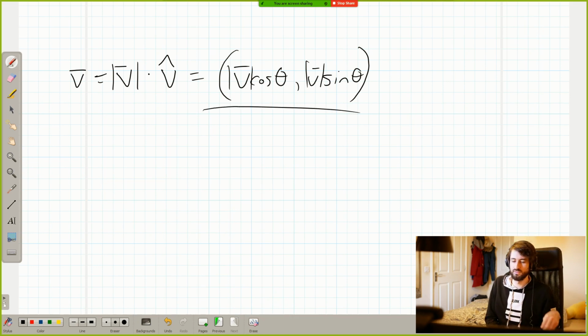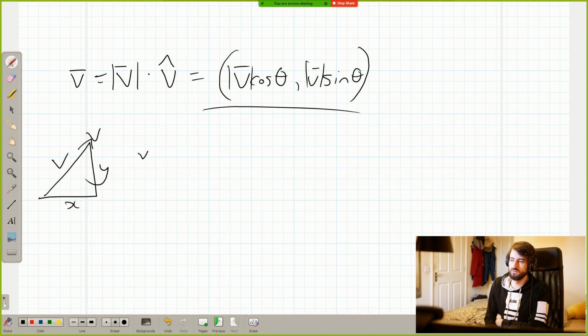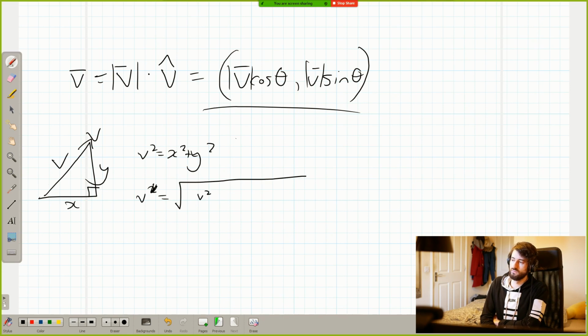You've got this little formula, and you can prove it's true because, say you've got your vector v. It's got an x component and a y component. You know that v squared is x squared plus y squared, because of Pythagoras. I don't need to explain that. But here, v squared equals v squared cos squared theta plus v squared sine squared theta.